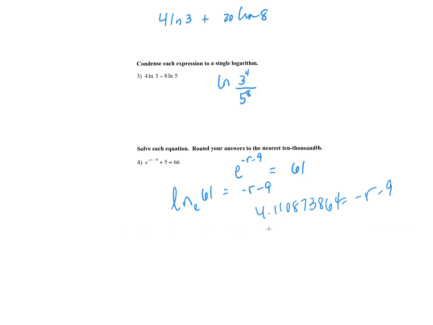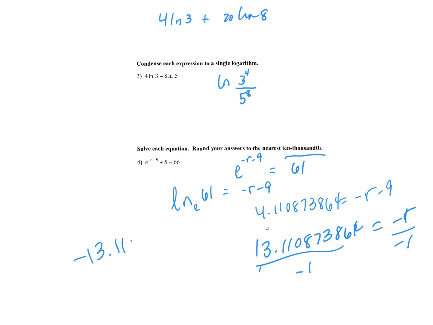And then we just add 9, we get 13.110873864 equals negative r, so we have to divide by negative 1, which just changes the sign, and they want it to 10,000, which is 4 places, so it's negative 13.1109. All of these are the same, and you use the reverse of PEMDAS to get things away.